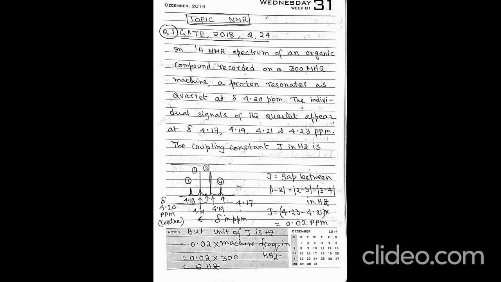Now if we take two side by side lines, it may be 1 minus 2 or 2 minus 3 or 3 minus 4, whatever it is. The difference will be, say, 4.23 minus 4.21, which is 0.02 ppm. Now if we multiply this 0.02 ppm by the machine frequency, given as 300 megahertz, 0.02 into 300 gives 6 Hertz. Therefore the coupling constant J in Hertz is 6 Hertz.